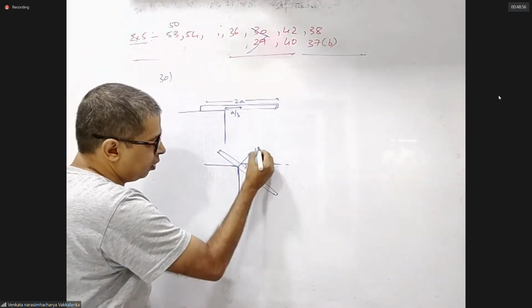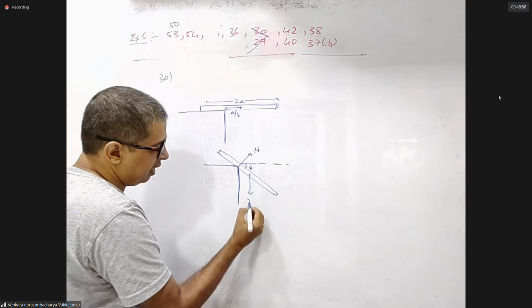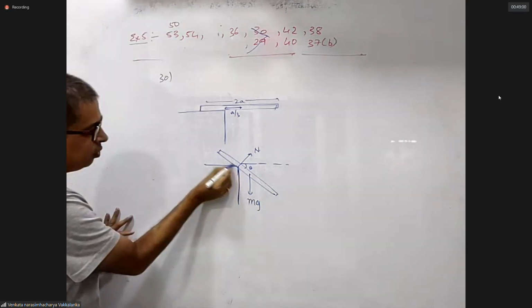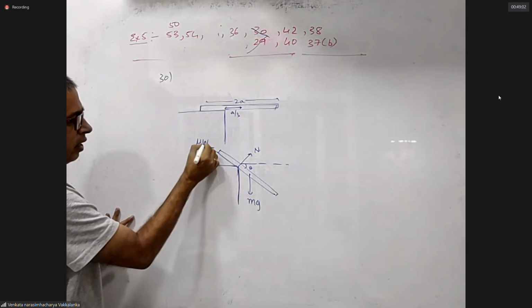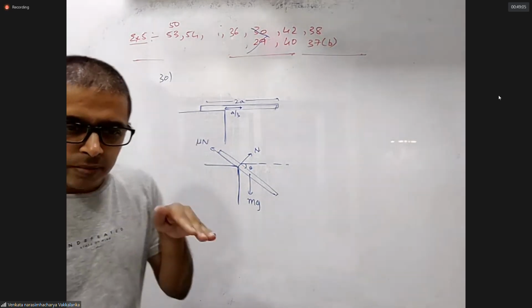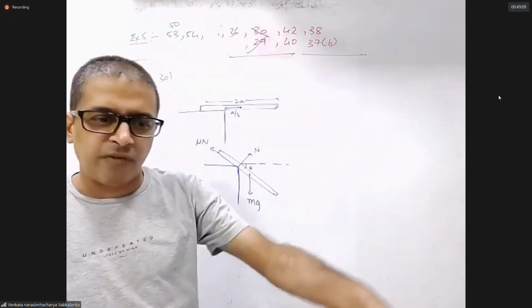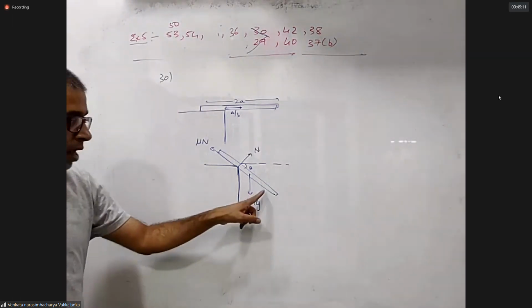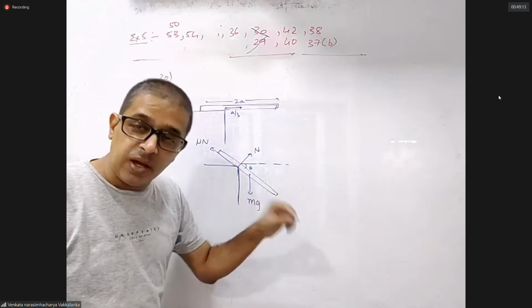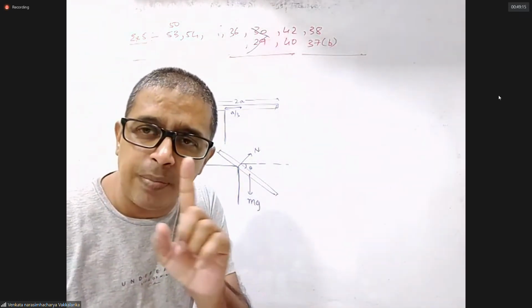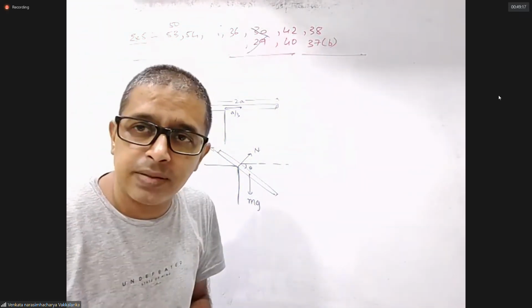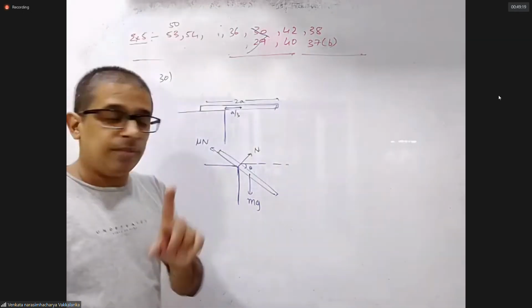So you will have a normal force this way, mg this way, and friction this way. You are taking friction as mu N, because it is at this point it will start slipping. If the rod slips after it has turned through an angle of theta, at this instant the rod slips. If the rod just started slipping, what is the value of friction? Limiting friction, mu N.